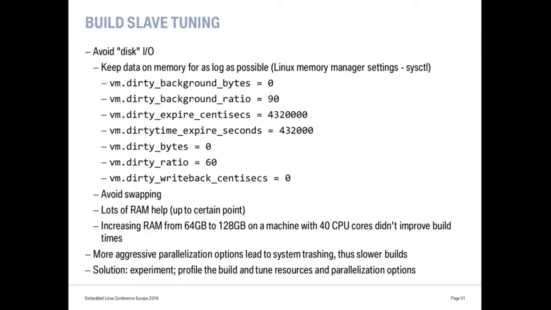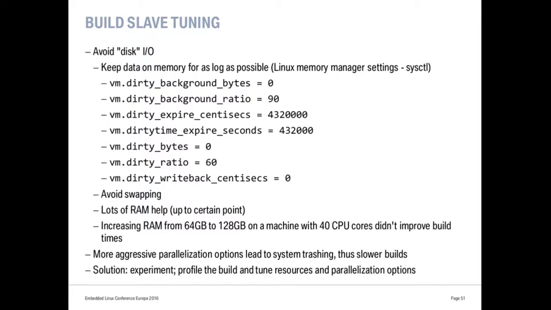Okay, then we have tuned our build slaves a bit. Basically what we want to do is to avoid disk I/O as long as possible. That means that our BitBake builds run with rm_work enabled, so that when a task is executed and the state data is no longer needed, BitBake will clean up the workspace for that. Here are some sysctl settings for Linux to tune the VM values so that writes to I/O are avoided. You can also go into details later on.